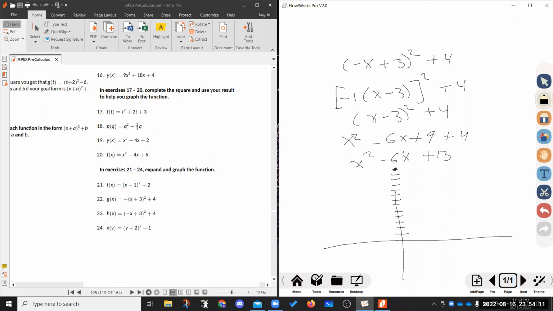It's going to open up. It has its regular shape, where if I go 1 right, I go 1 up. 1 left, I go 1 up. 2 right, I go 4 up. 2 left, I go 4 up, and so on. So it's the shape of y equals x squared. It just got shifted all the way up here.